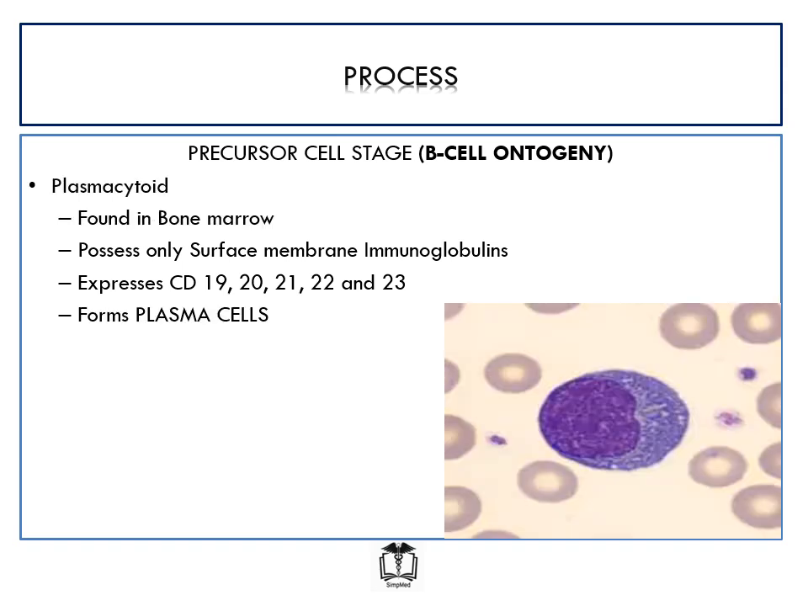The second form of precursor cells that the B immunoblasts could mature into are the plasmacytocytes. They are also found in the bone marrow. They possess surface membrane immunoglobulins, shown in the image. They express CD19, 20, 21, 22, and 23. And these are the cells that lead directly into the complete maturation of B cells. The plasmacytocytes will differentiate to form the plasma cells. And these are cells that are able to secrete the surface membrane immunoglobulins as antibodies into the bloodstream.